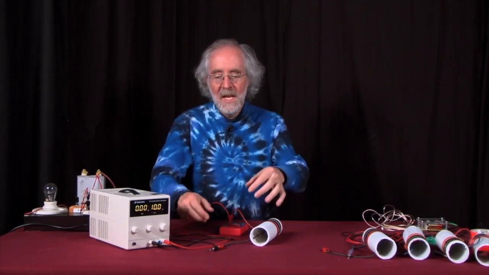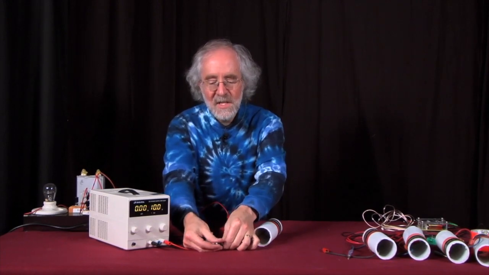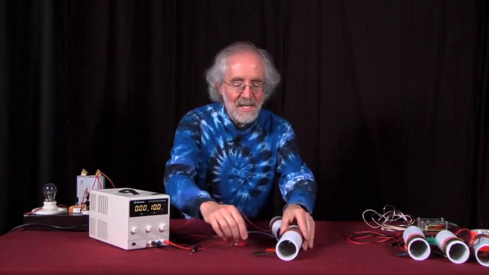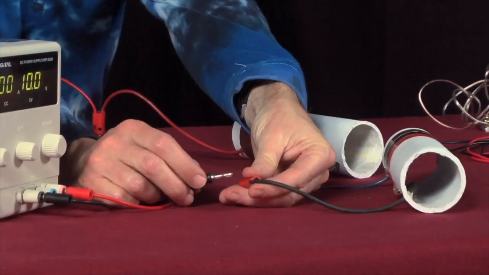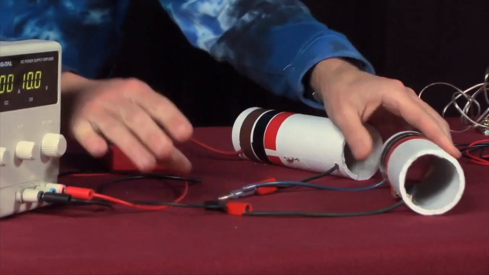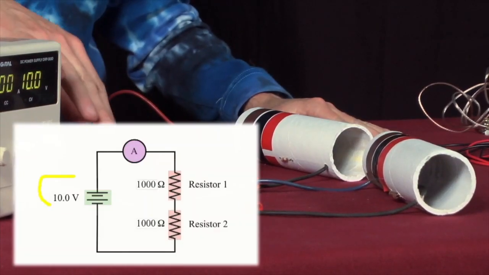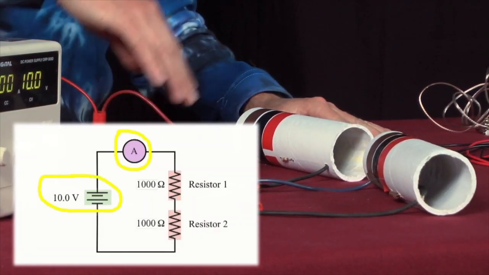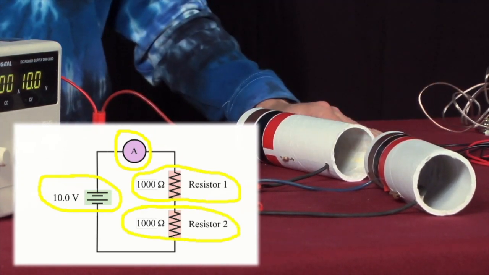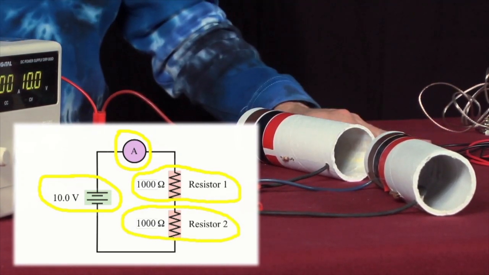But now I'm going to make some changes to this circuit. What I'm going to do is disconnect this resistor from the power supply. Then I'm going to connect a second identical resistor in series with it. So this is a simple series circuit. Now I have a 10-volt power supply through a current meter, through one resistor, through a second resistor, back into the power supply. Okay, so that's my setup.